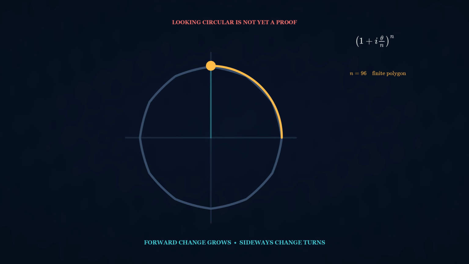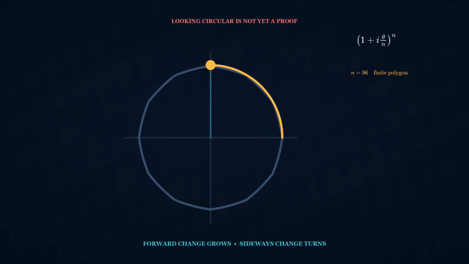The finite polygons drift slightly outward, and we must account for both their length and their angle before we trust the circle. Magnify 1 microstep. Before the step, the radial component has length 1. The added perpendicular component has length theta over n. Together they form a right triangle. By the Pythagorean theorem, the new length factor is the square root of 1 plus theta squared over n squared. The turning angle of that triangle is arctangent of theta over n. Repeat the factor n times.